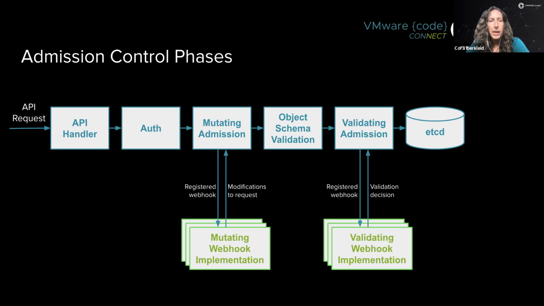Now, with these two dynamic examples, the difference is that you provide that implementation separately from the API server, and then you register your URL as either a mutating or validating admission controller. And you send back either the patches that you want to make or your validation decision.